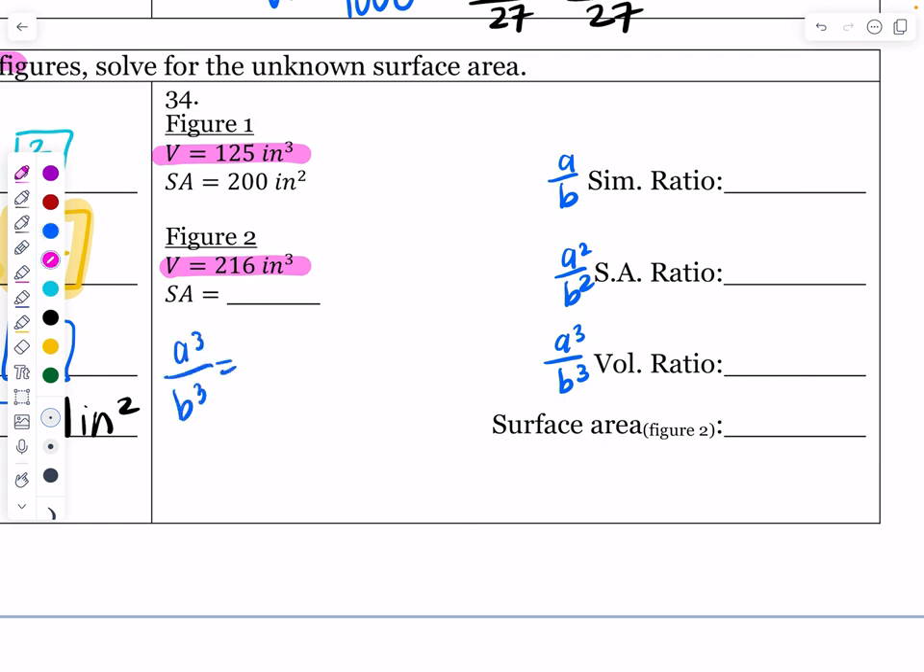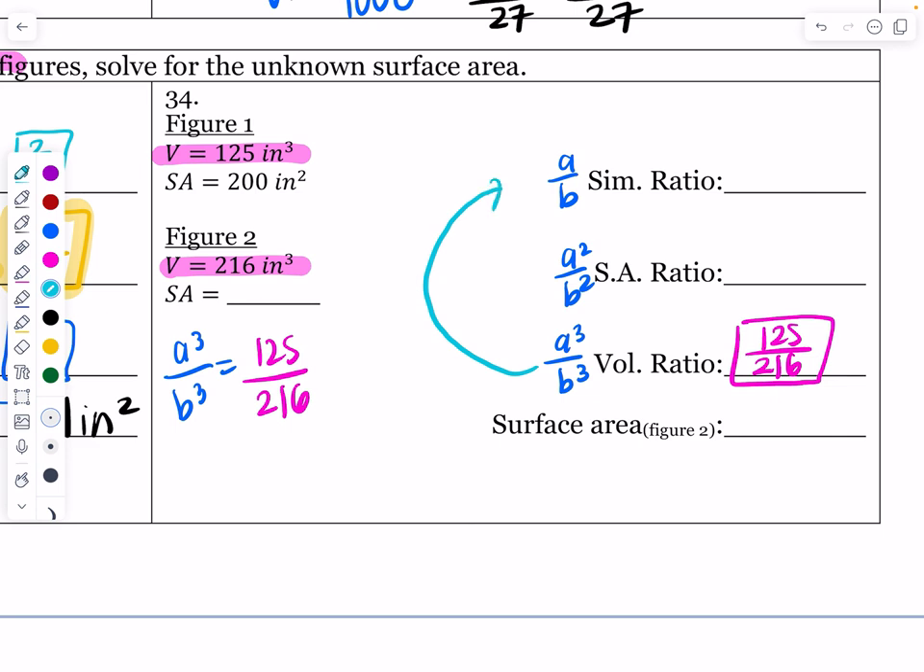So what do they actually give us? They give us 125 over 216. That cannot be simplified as a fraction, so we leave it how it is. That's fully simplified. There's the volume ratio. How do we use that to go to the similarity ratio? To go from something that is cubed to something that is not, we take the cube roots. The cube root of 125 for a is 5, over the cube root of 216, which is 6. I feel like we just did this. Let's just keep going. Okay, so that's 5 over 6.